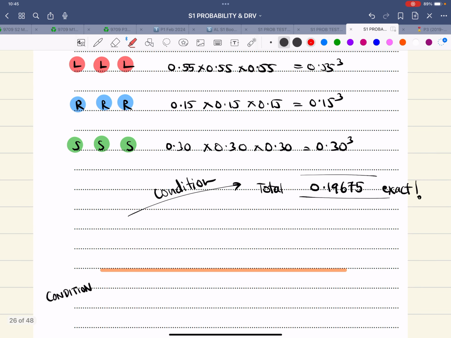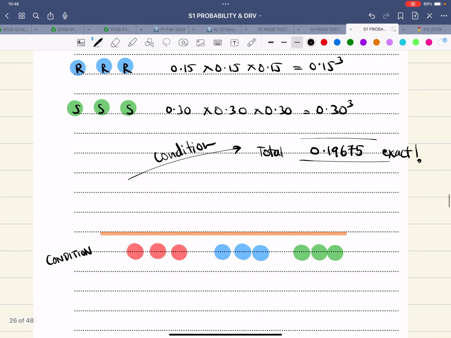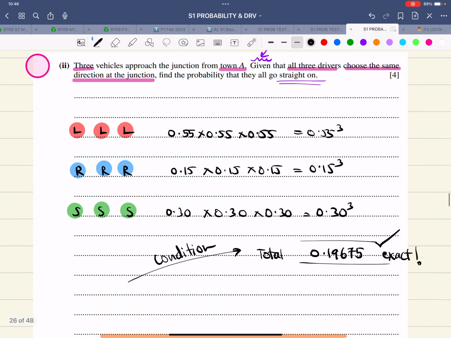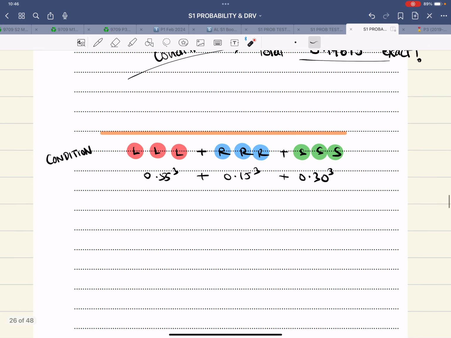So let me use a lot of colors over here. The red and the red and the red, and the blue and the blue and the blue, and the S and the S and the S, that is the green color. So we have L, L, L, and R, R, R, and S, S, S. There is a plus sign, there is a plus sign. This is 0.55 cube. This is 0.15 cube. This is 0.30 cube. We already know the total, but I write it deliberately separately so that I have a very, very clear understanding.